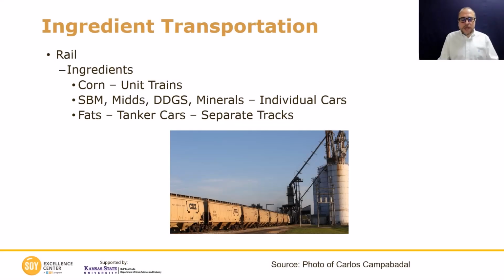Besides using trucks to carry feed ingredients into a feed mill, it's also very important to know that there's also rail. Trains also serve to bring ingredients mainly in bulk, like corn, soybean meal, DDGs, and also some of the liquids like fats and molasses in tankers.